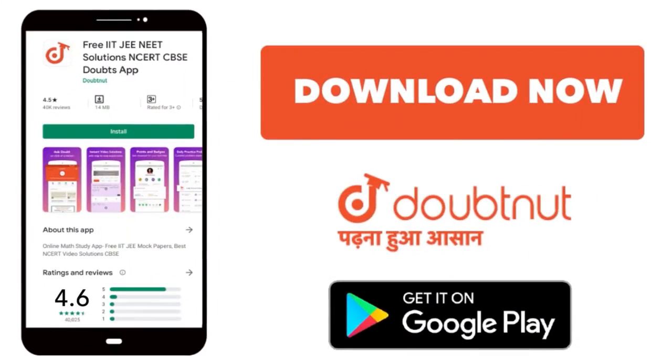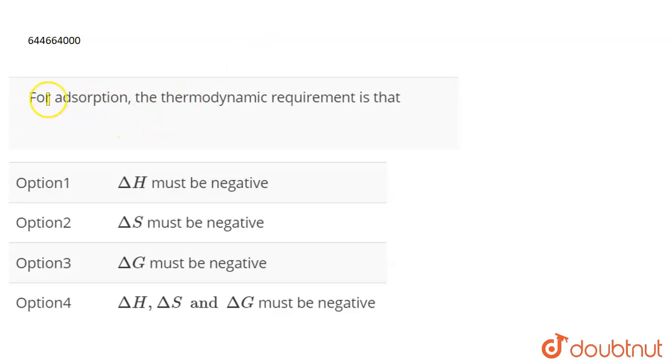Download Doubtnut app today. The question is, for adsorption, the thermodynamic requirement is that, now, if we talk about adsorption, then we say that adsorption is a surface phenomenon, right?